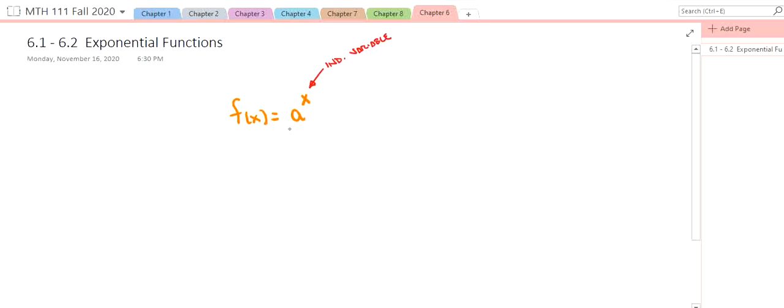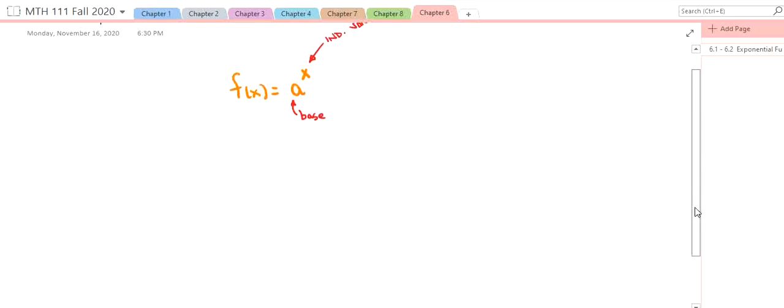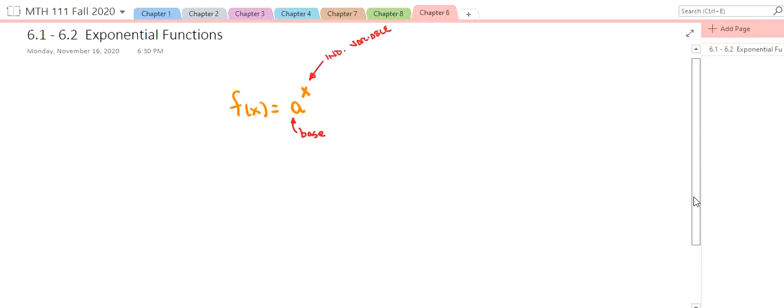Before we had equations like x squared and x cubed. Now we have some constant value, we call this the base, raised to a variable. So this is an exponential equation.